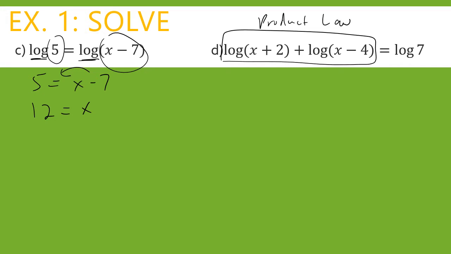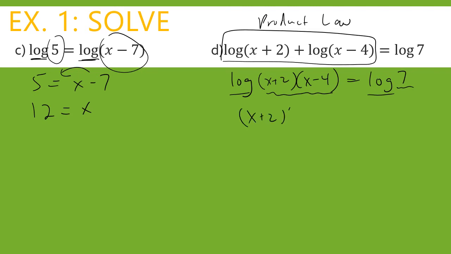So I have log of something plus log of something. I can use the product law, which if I'm adding, that means I can multiply the arguments. So log of x plus 2 times x minus 4, multiplying a binomial, equals log 7. Just like last time, we could go through a convoluted process, but I have log and log. So this has to equal this. My binomial expansion has to equal 7. So x plus 2 and x minus 4 has to equal 7.